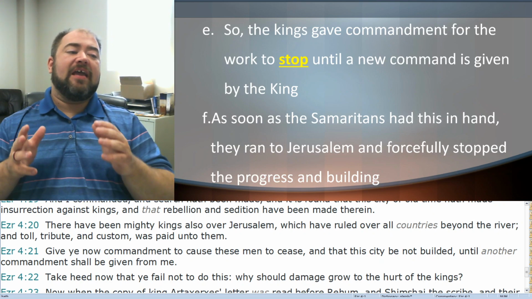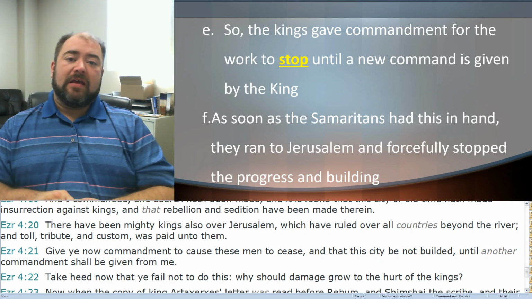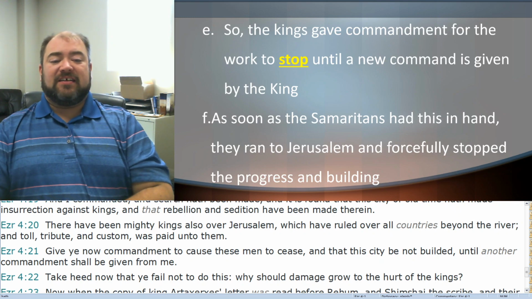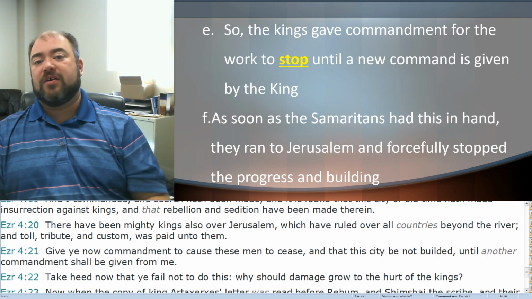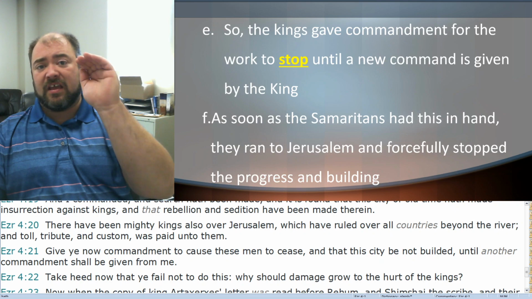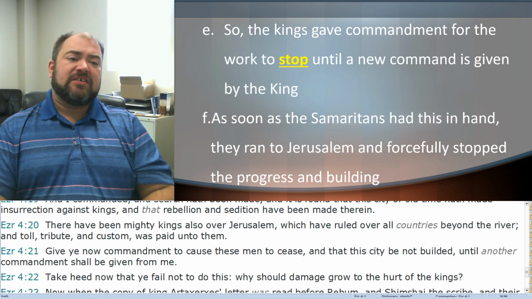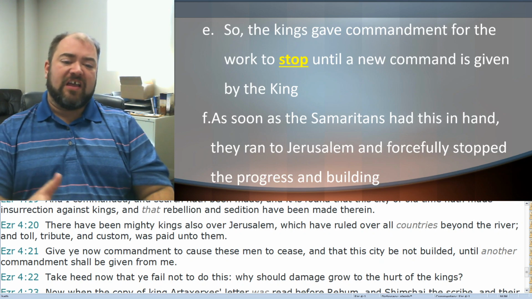So the king gave commandment for the work to stop, and he said it's stopping indefinitely until a new command is given by the king that you can restart. And so it's an indefinite stoppage of the work. He's saying no longer until we reevaluate things.